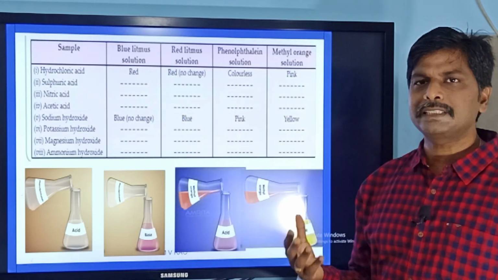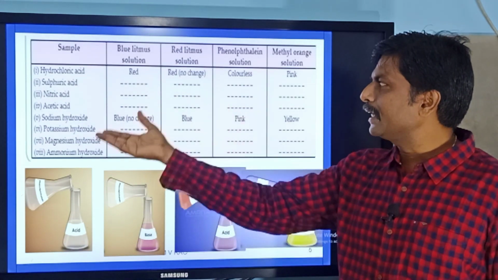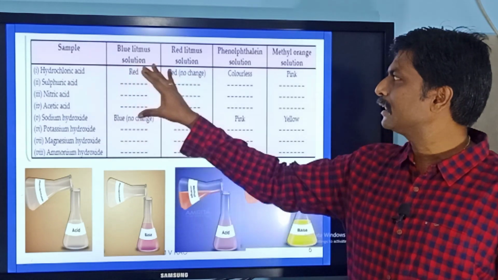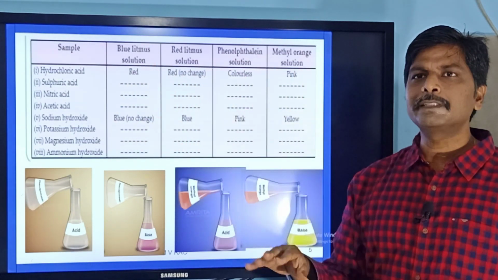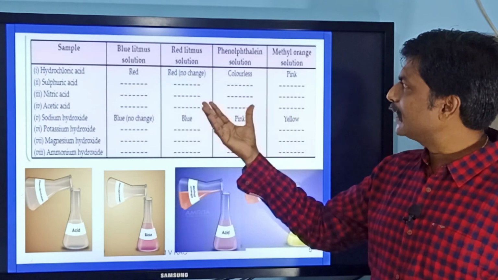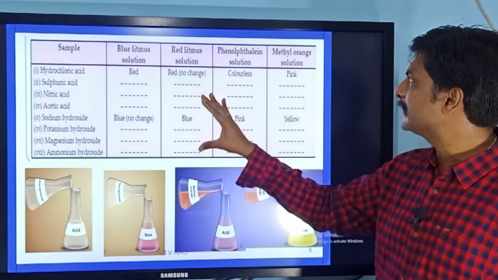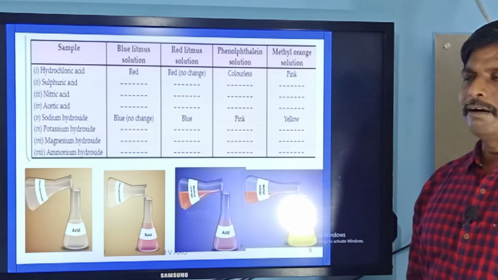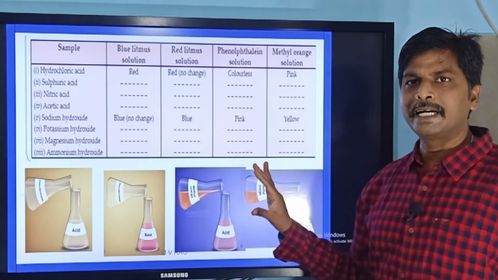Same observations you will get for the next acids, sulfuric acid, nitric acid and acetic acid. All these 4 acids give the same observations. All these 4 acids turn blue litmus to red. All these 4 acids show no change with red litmus solution. All these 4 acids are colorless with phenolphthalein indicator. All these 4 acids give pink color with methyl orange indicator.